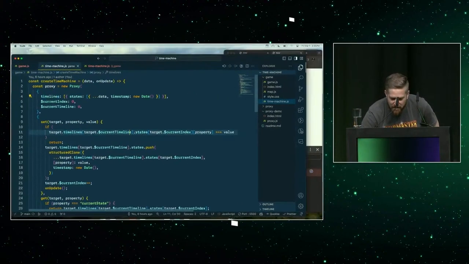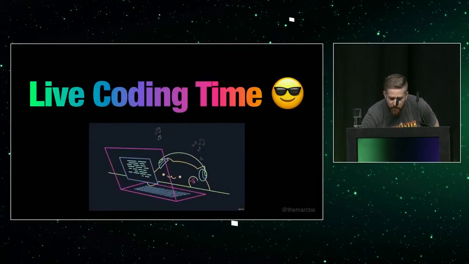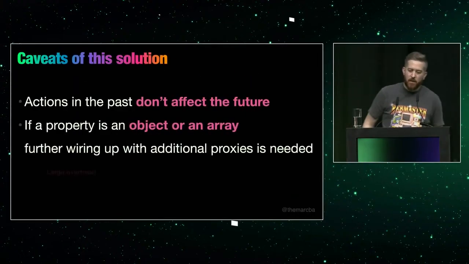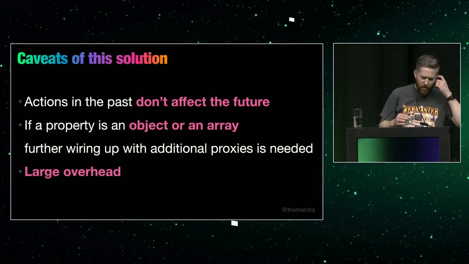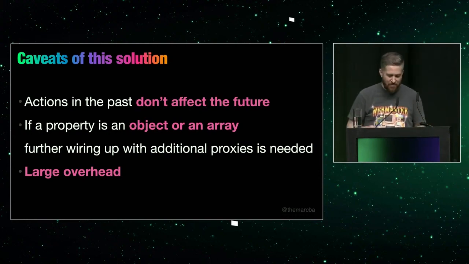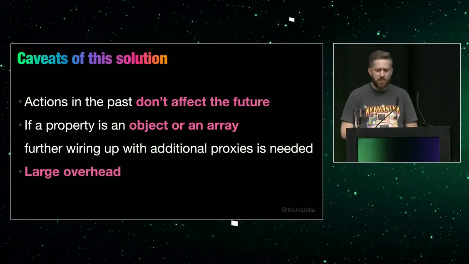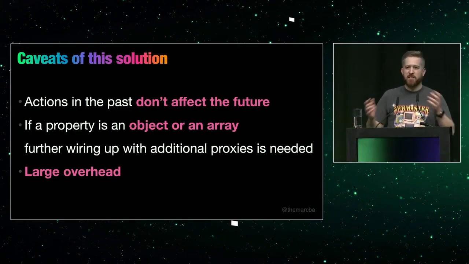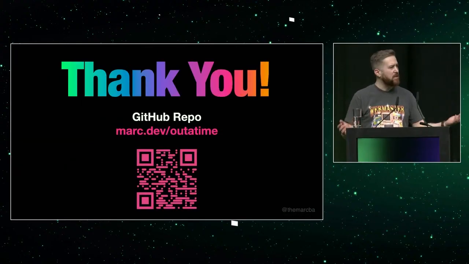Okay, so I'm wrapping this up then. There's just a few caveats with this. The actions in the past don't affect the future, which was the original thought of this. It's just too mind-blowing to do that. Maybe in a future talk, but for this one not. Yeah, if a property is an object or array, we have some issues. We have to wire up some more proxy stuff, and it's a large overhead because we save the entire state. So if you have a game with big maps and stuff, all of that is going to be saved. So maybe not the greatest thing to do, but great for some cool things.